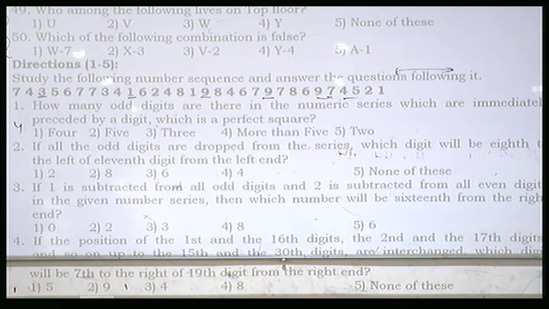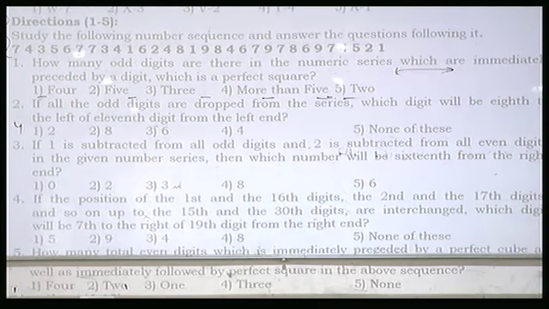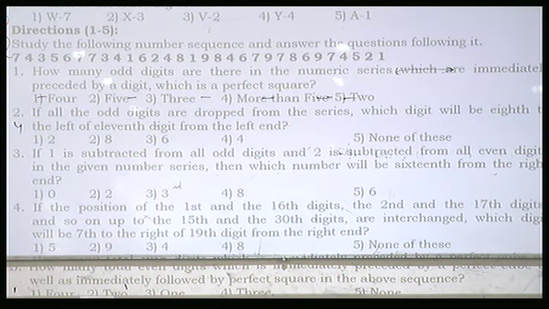Time-taking questions. Though they seem to be very easy, it takes some time, and this is the reason why we have given them priority after those sets, puzzles. Then, if all the odd digits are dropped from the sequence, which digit will be the 11th? 8th to the 11th from the left means 11 minus 8, that means 3rd from the left after removing all the odd digits.